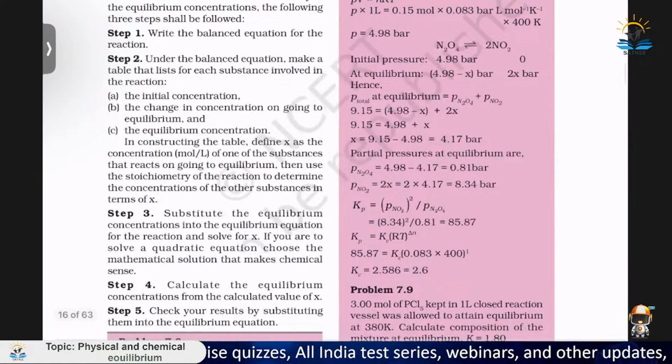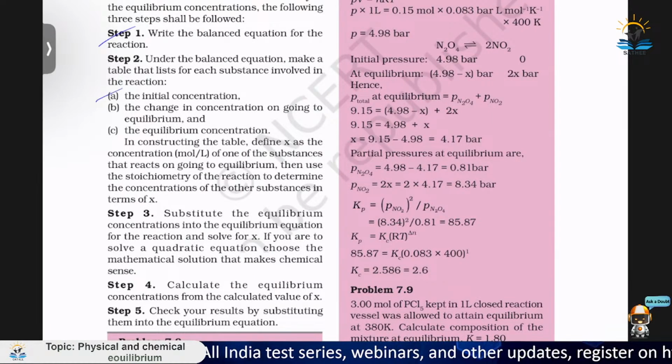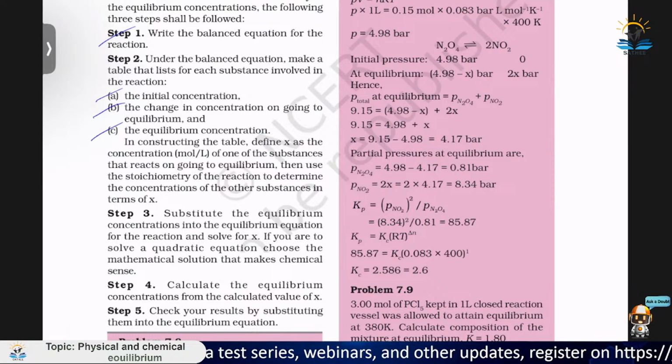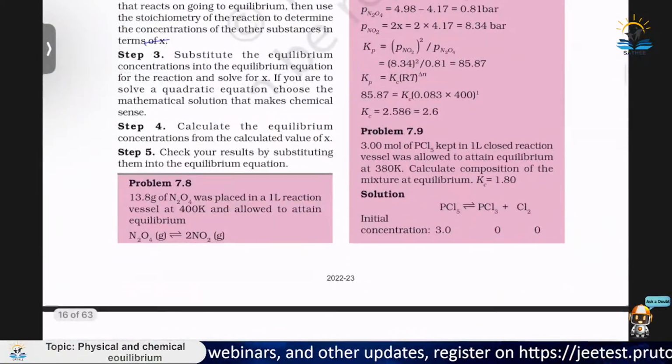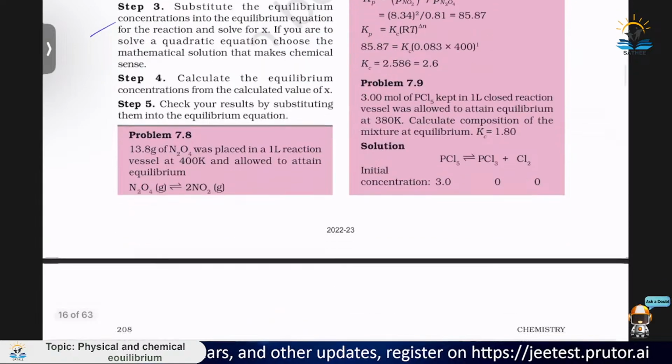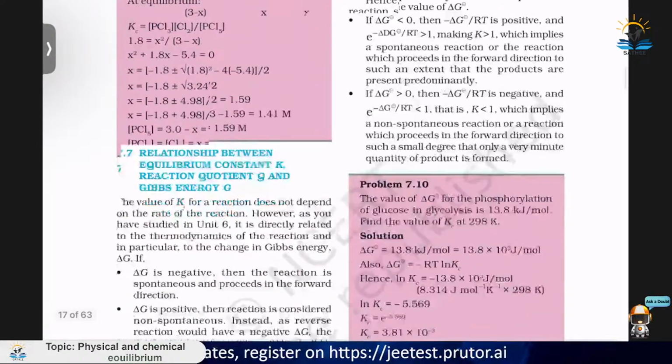Next, calculating the equilibrium constant. You have to write the balanced equation. Then you have to write the initial concentration, change in concentration, and equilibrium concentration. You have to assume the change as x. Then you have to write the equilibrium constant expression, calculate the unknowns, and check your result. All of this you have to do.